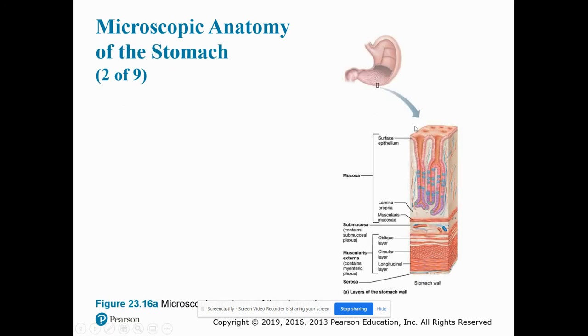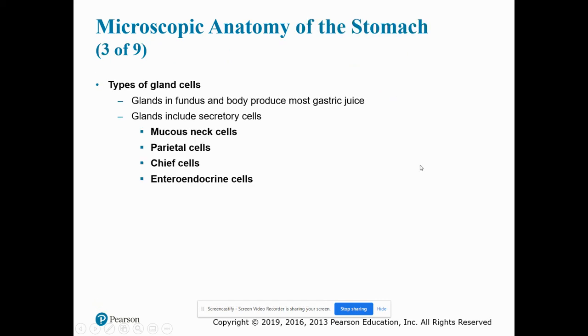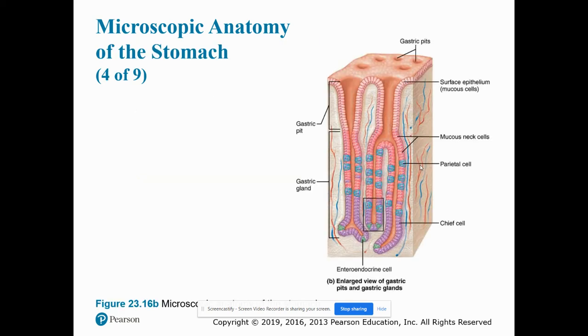So here we have the gastric pits, and this is a gastric pit. Down here is the gastric gland. There are types of gland cells. The glands in the fundus and in the body, which are parts of the stomach, produce most of the gastric juice. The glands include secretory cells, and the secretory cells include mucous neck cells, parietal cells, chief cells, and enteroendocrine cells. So what we have here is the mucus cells, the parietal cells, the chief cells, and then the enteroendocrine cells.